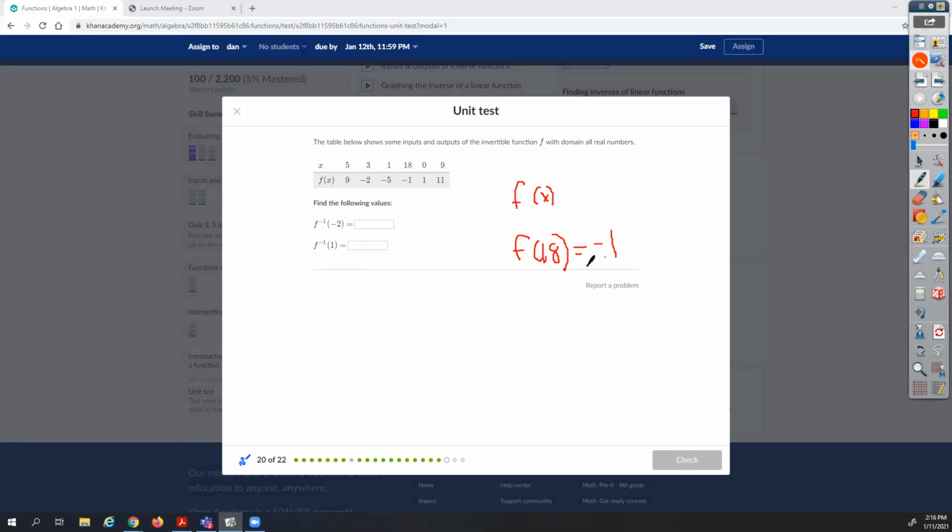If I give you f of 5, it's 9. Very good. Now this is just a complete opposite. Instead of going like this, now we're going like that. So when we have f of -1, -2, what's the answer? 3. What would this one be then? You got it.